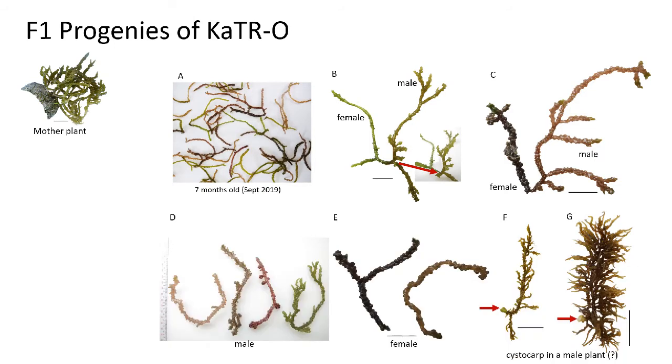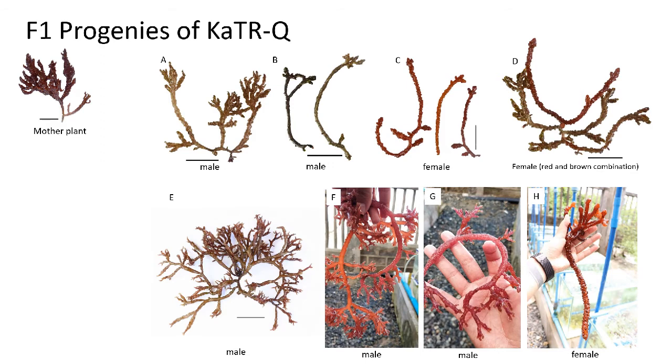And this is the progenies of the mother plant KATRO. You could see different branching patterns and different color expression, and we suspect that there is a chimera here, no? Where in one plant we observe a female branch and a male branch. In another male plant we see a cystocarp, no? So very interesting. And this is the progenies of KATRQ. This is the mother plant, and these are the different F1 generation. So these are basically siblings, and you could see here a multicolor female gametophyte and a very nice red colored male gametophyte and female gametophyte.